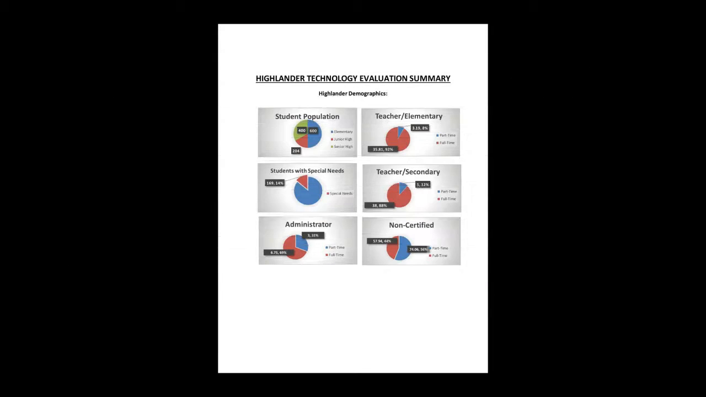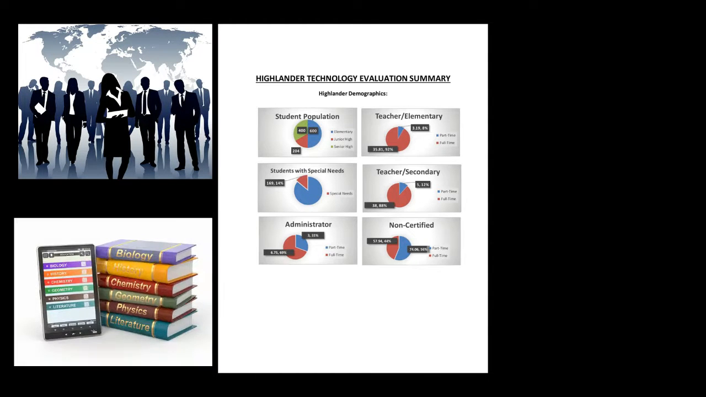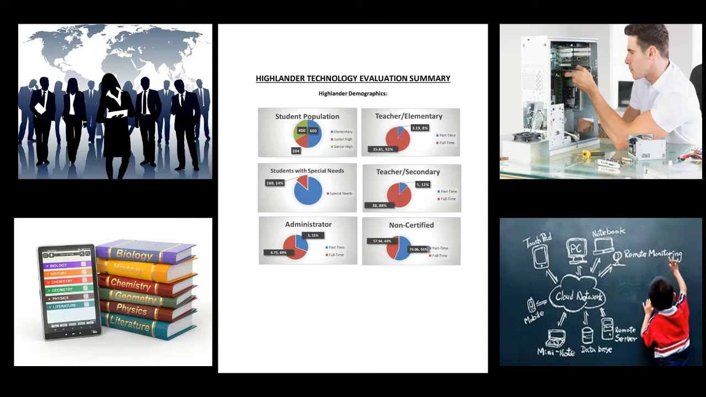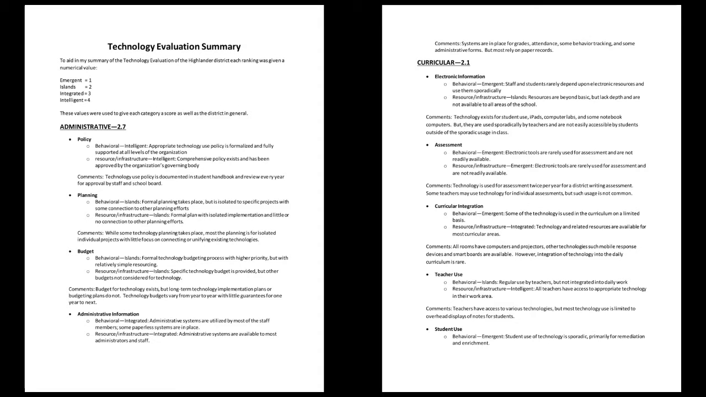For this, I did an evaluation of Highlander School District. For this evaluation, I looked at the administrative, curricular, support, and connectivity strengths and weaknesses within the district. Each major category is divided up into several subcategories, and those subcategories are given a rating from emergent to intelligent, with island and integrated below. Scores being 1 through 4, 1 being the lowest.